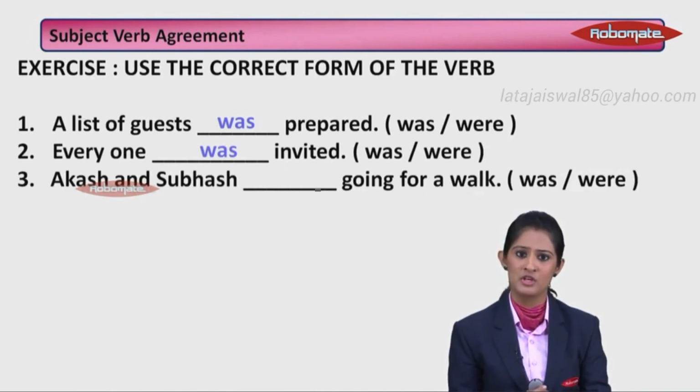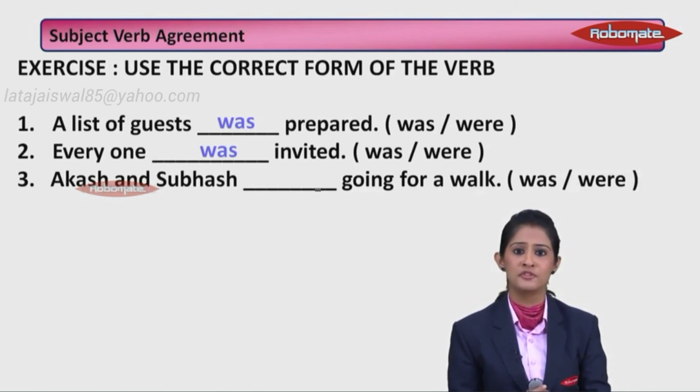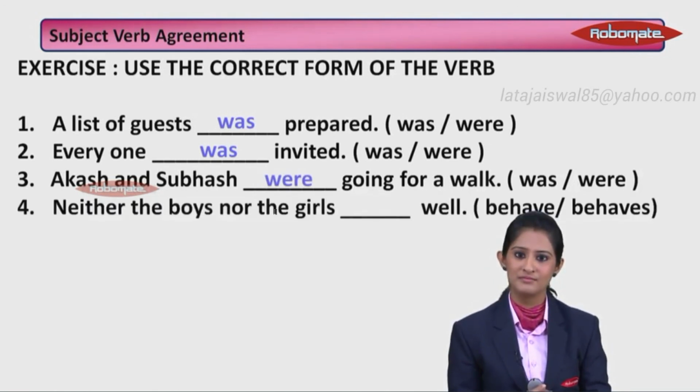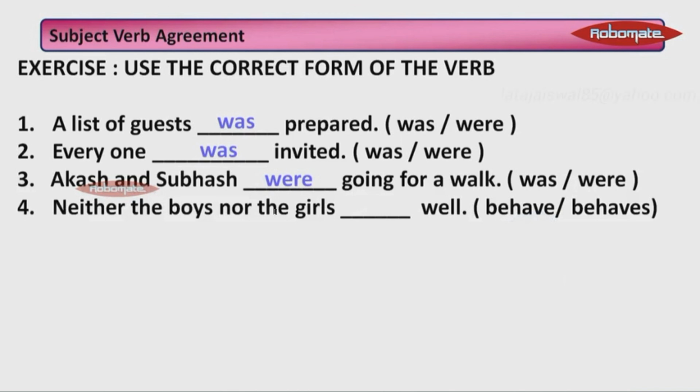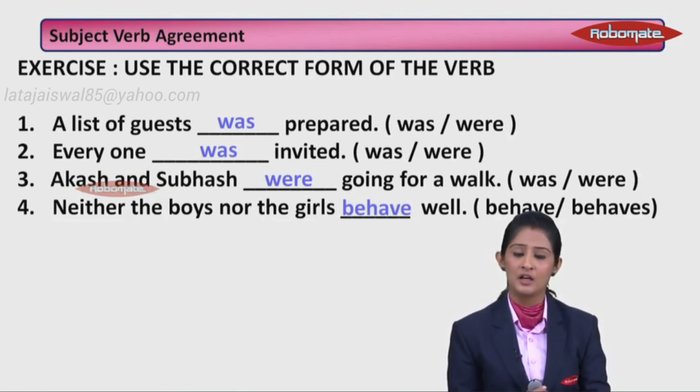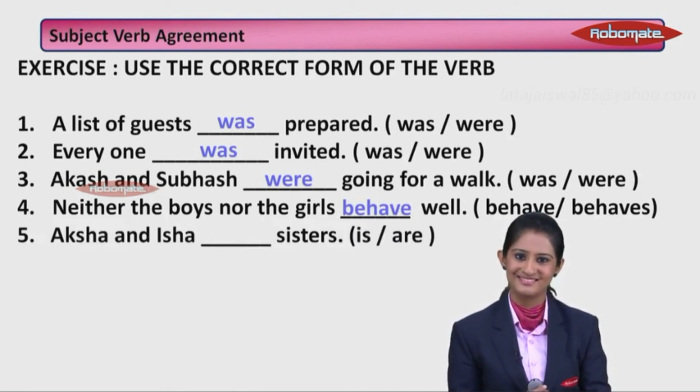Akash and Subhash dash going for a walk. We are talking about two different people here. Hence, our answer becomes were. Neither the boys nor the girls dash well. The options behave, behaves. And the answer becomes behave. The boys, the girls are plural nouns. Akash and Isha dash sisters. They are two different people. Hence we take the word are.